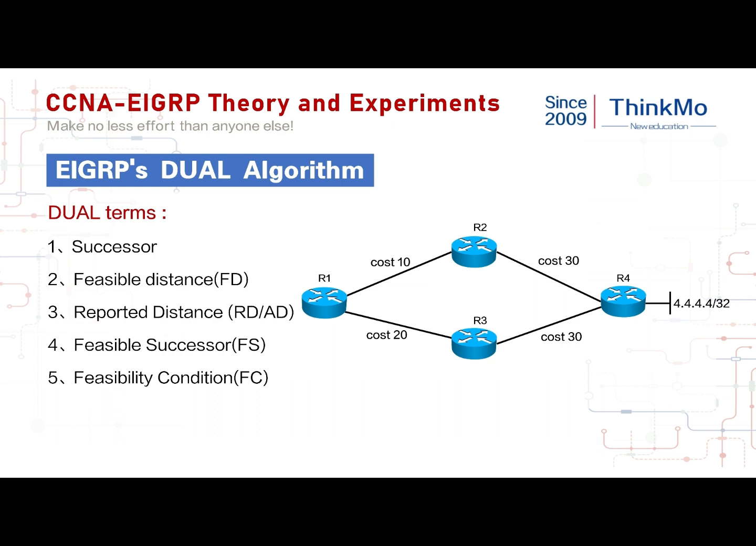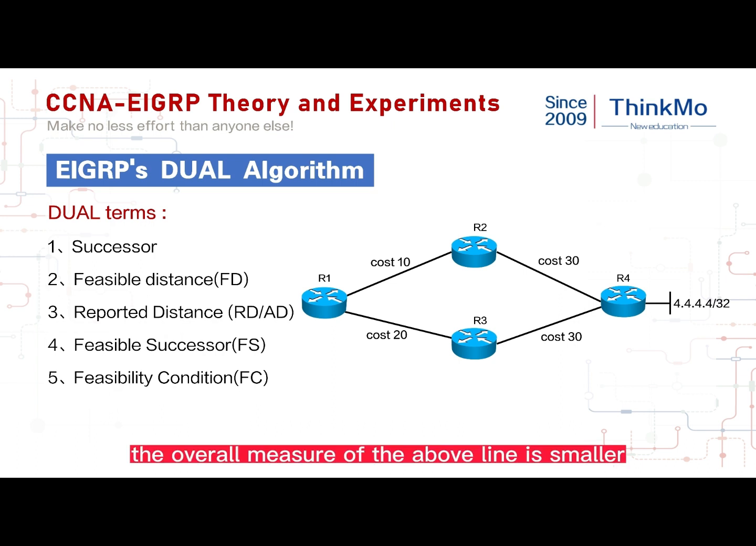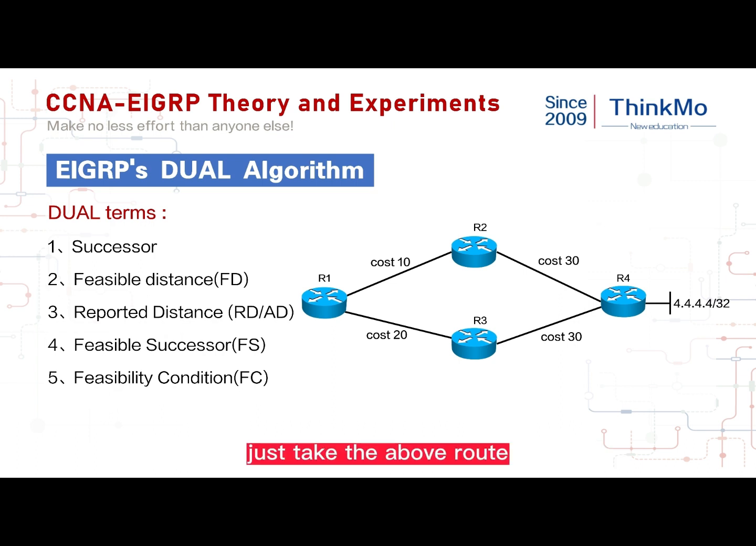That is to say, it must be the above route, because its overall routing metric is smaller. This protocol mechanism is consistent with what we said before. Both lines are learned via EIGRP, and the overall metric of the above line is smaller, so just take the above route. That is to say, now if going to 4.4.4.4, logically, it should go like this. This is called the main line. This is the line going in and out now.